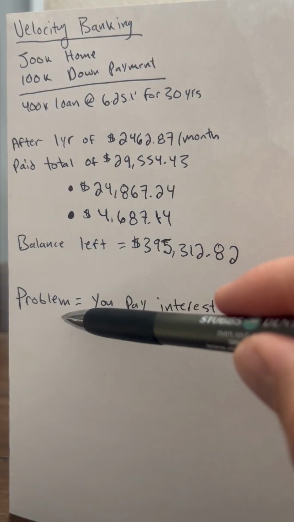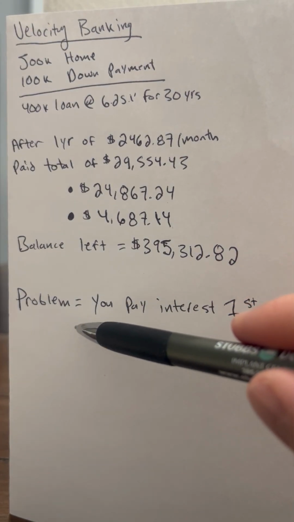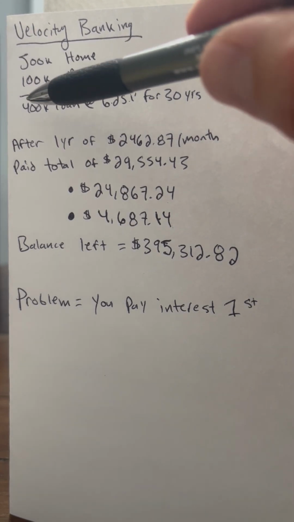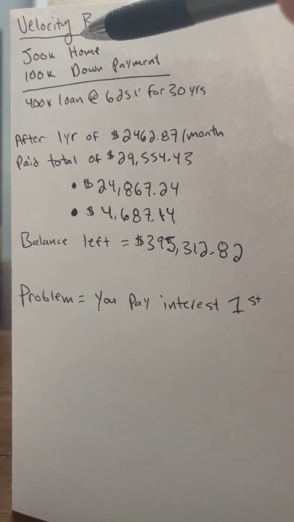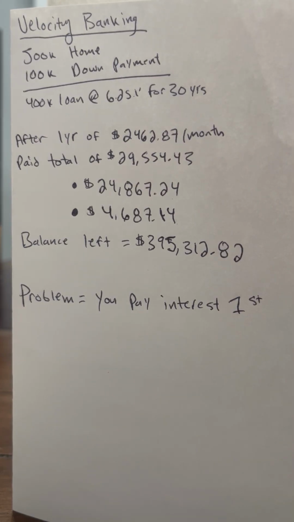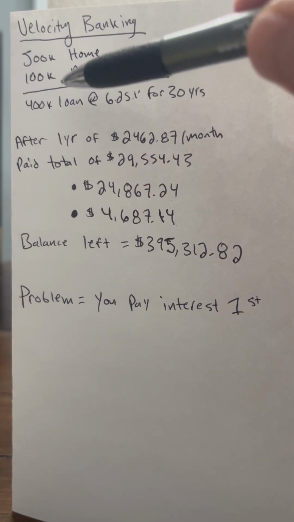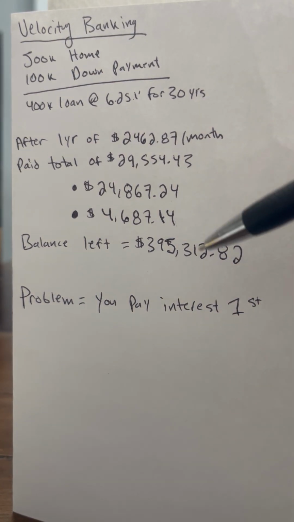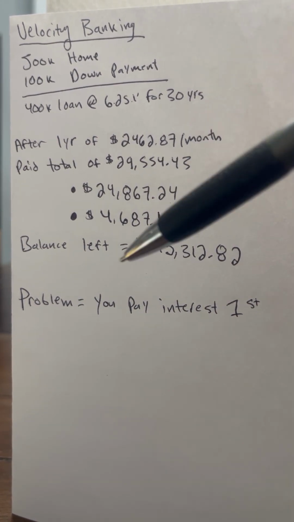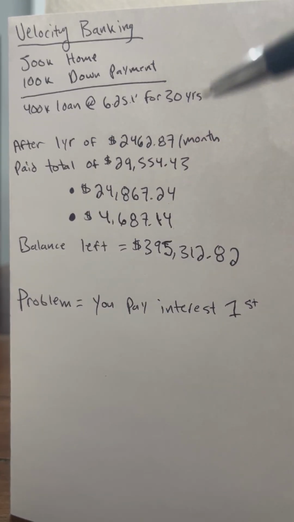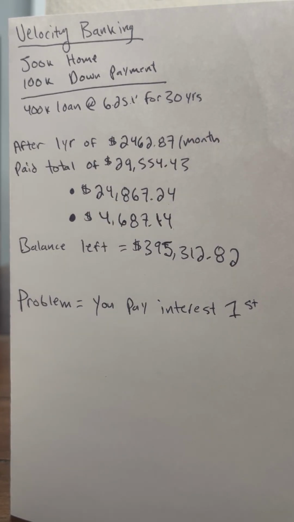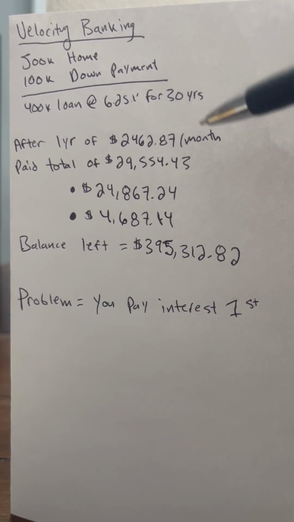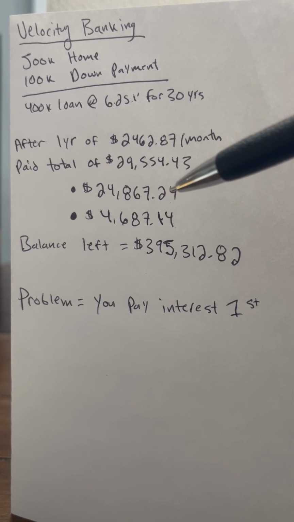The problem with doing it the way that the bank wants you to do is you pay the interest first, and then you pay what's left over to the principal amount. Using velocity banking, the big difference is you pay the principal first, and then you pay the interest. And there's a huge difference by paying the principal first and then the interest. Instead of paying this off in 30 years, it will take you about 7 to 8 years paying this off.